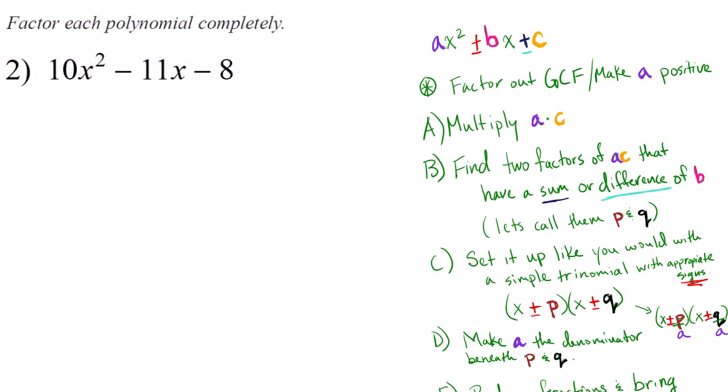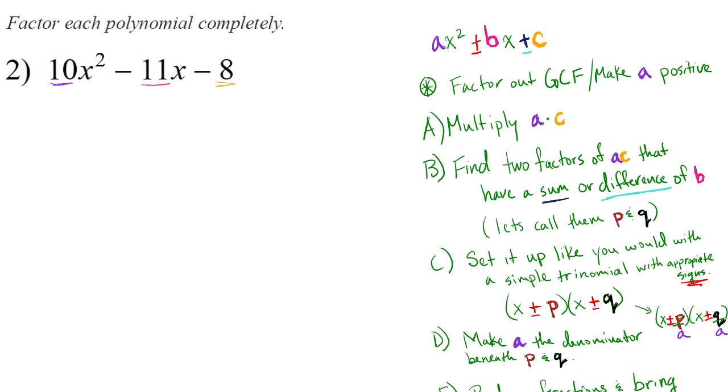Number 2. I won't explain as much on this one so we can get through it and just get the flow of this. So we have A, and we have B, and we have C. The first thing we want to do, after we check to factor out the GCF, which we're not going to do in this lesson, is multiply A by C.